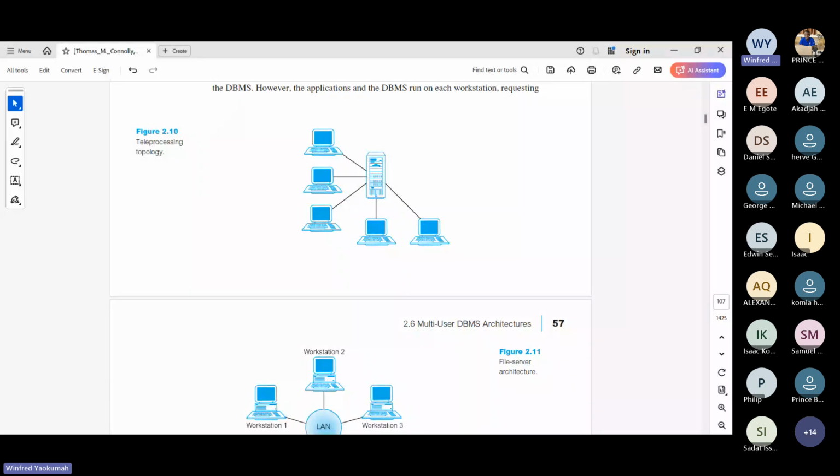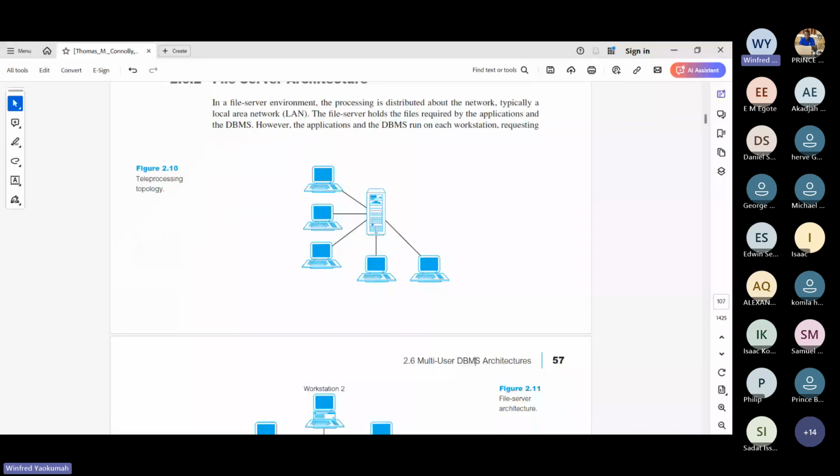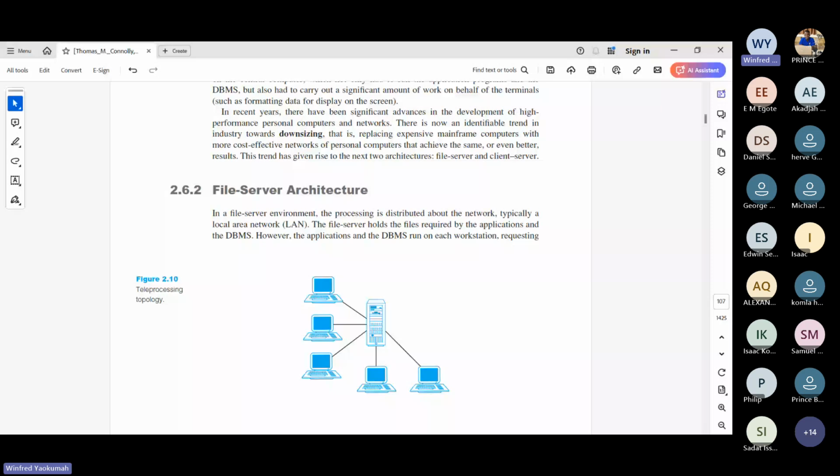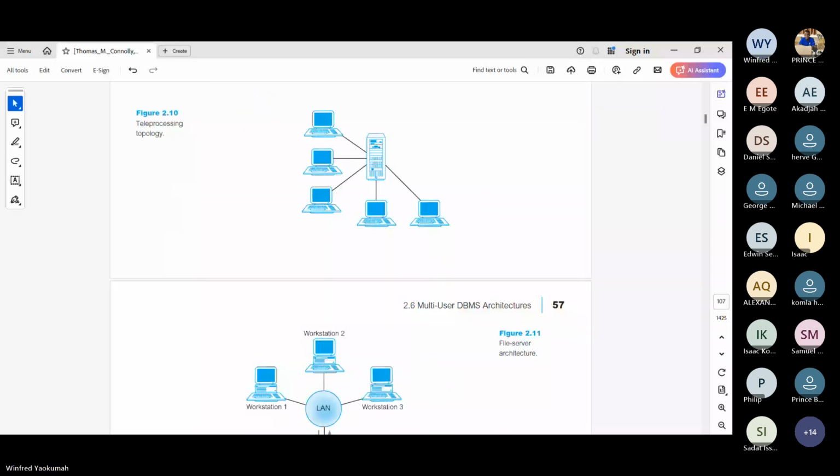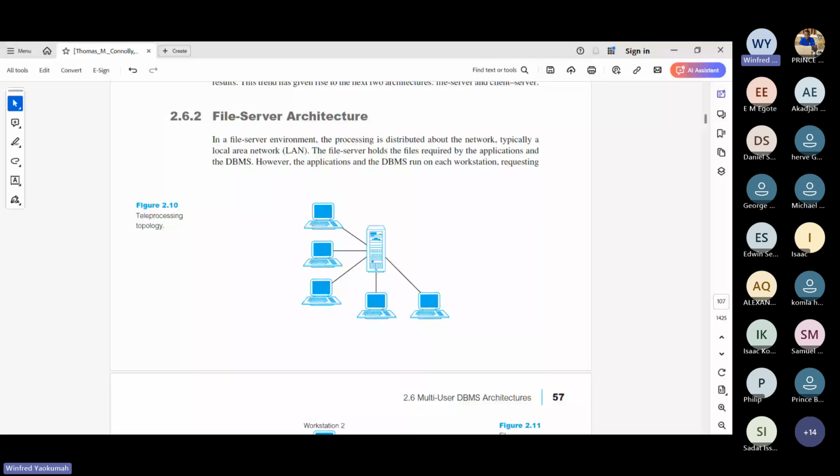Okay, so we come here and then we look at the various architectures. The first one is this architecture that we call file server architecture. Normally residing on the local area network. It used to be quite popular when databases, this kind of databases, started.